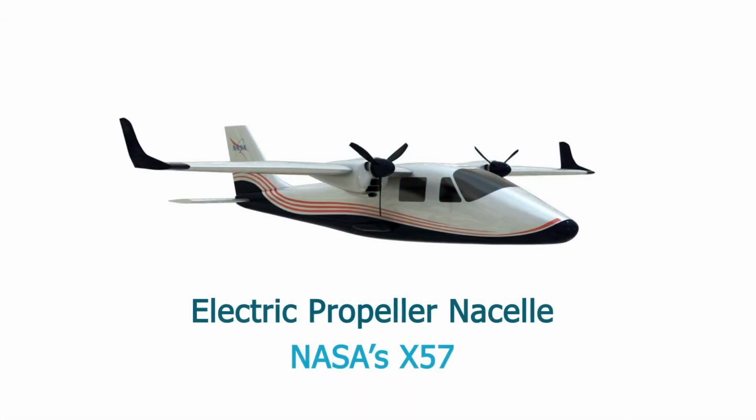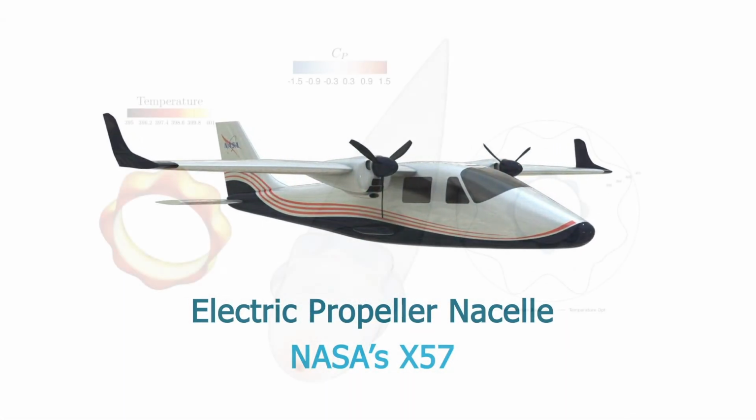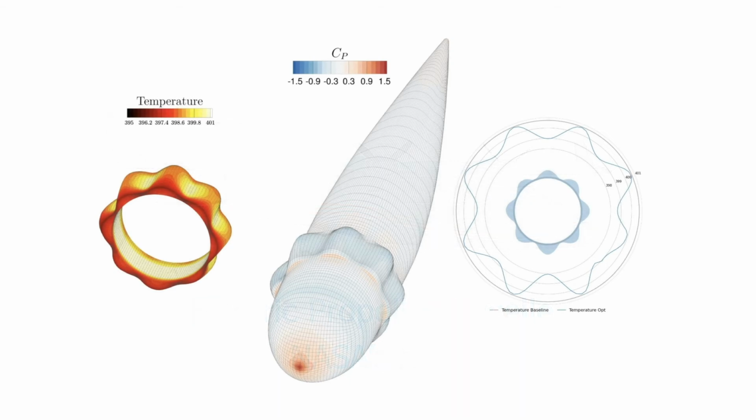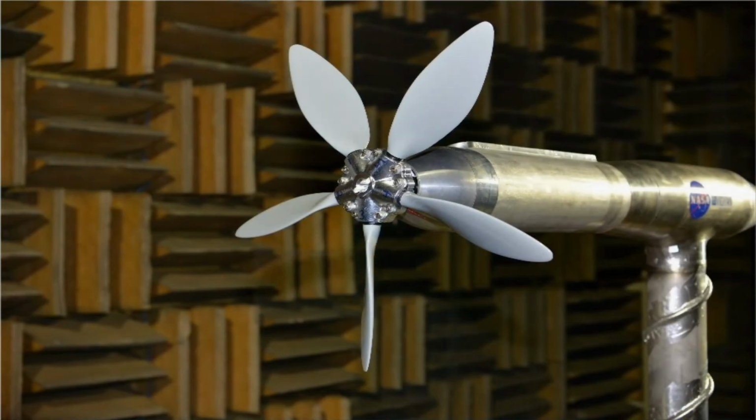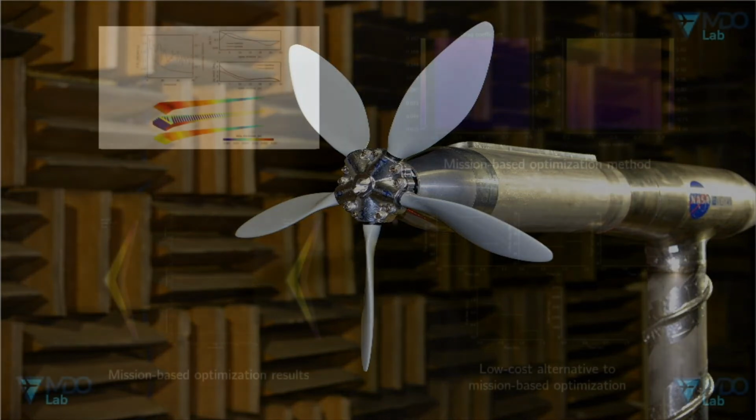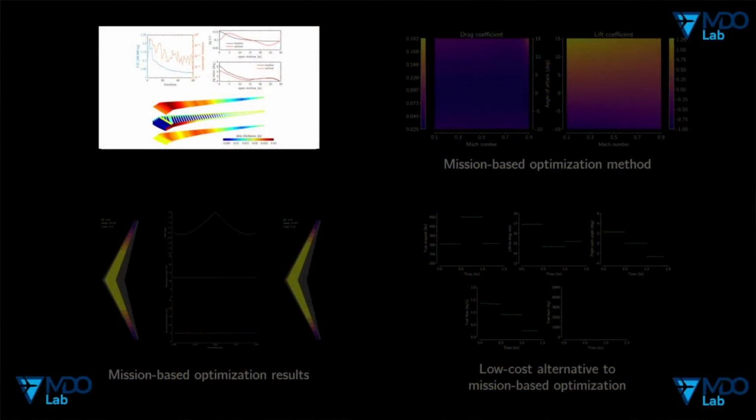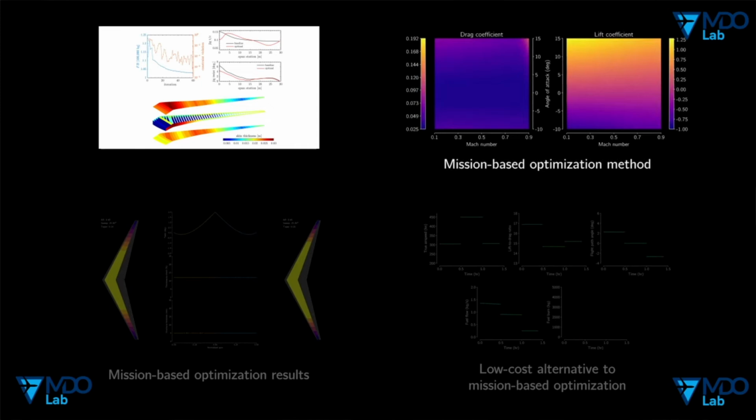This is an optimization for an electric propeller nacelle for NASA's X-57 that balances the need for minimal drag and maximal heat rejection. And this is a propeller designed with OpenMDAO using a low-fidelity aerodynamic model and a medium-fidelity acoustic model to simultaneously maximize thrust and minimize noise. One of OpenMDAO's most unique and powerful features is that it lets you work with any mixture of low, medium, and high-fidelity analyses in your modeling.